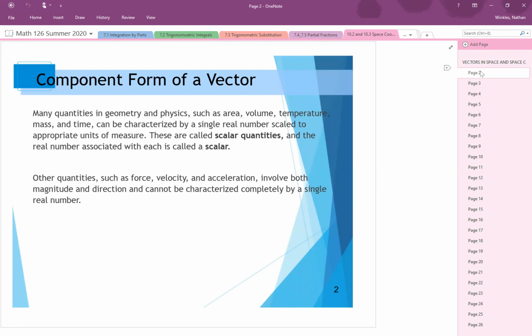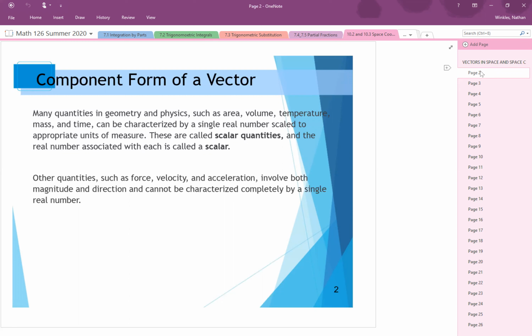So many quantities in geometry and physics, such as area, volume, temperature, mass, and time, can be characterized by a single real number scaled to appropriate units of measure. These are called scalar quantities, and the real number associated with each is called a scalar. Other quantities, such as force, velocity, and acceleration, involve both magnitude and direction and cannot be characterized completely by a single real number. So, in terms of vector quantities, we talk about scalars, what we can and can't do.